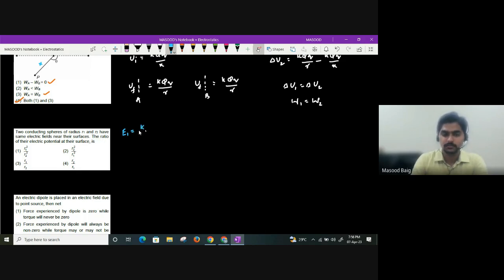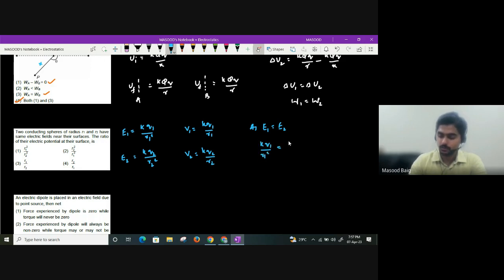Just near the surface, I can consider it will have a field of kq1 divided by r1 square, and electric field E2 will be kq2 divided by r2 square. Yes or no? What will be the potential on the surface? You will write V1 as kq1 divided by r1, and V2 will be kq2 divided by r2. Both of them have the same electric fields, they are saying. So as E1 is equal to E2, we can write kq1 by r1 square should be equal to kq2 by r2 square.